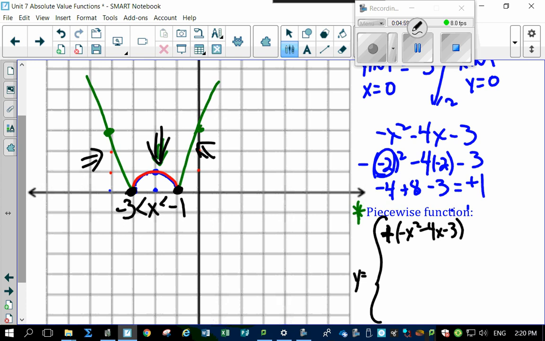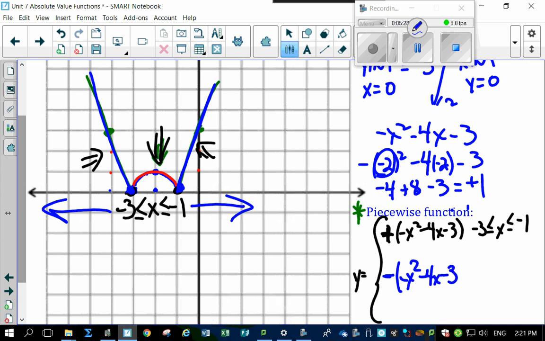This x had to be between these guys. So the x had to be between -3 and -1, greater than or equal to, less than or equal to. Then, what was the part that was flipped? This was flipped, that was flipped. So from -1 bigger and from -3 smaller was flipped. We indicate the flip by putting a minus. The minus of -x squared minus 4x minus 3, which if you think about it, if we distribute that in, just changes everything to a positive.